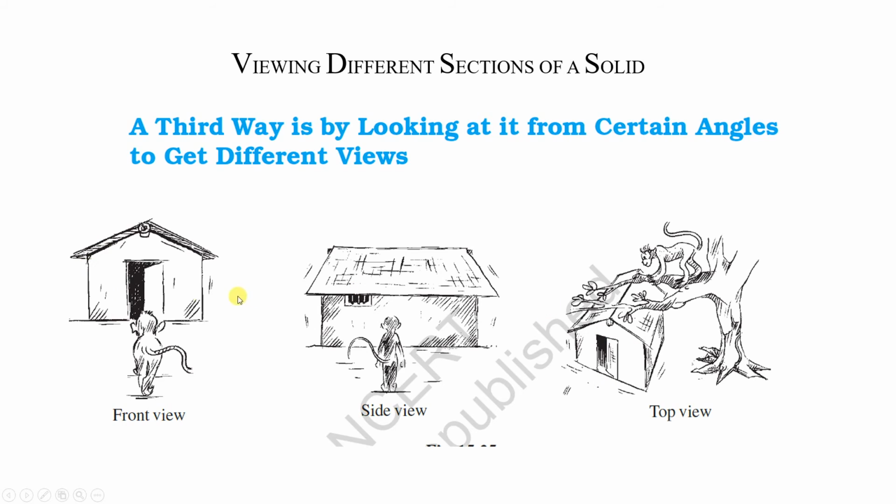Here in this picture you can see there is a monkey. It is seeing one house from the front, from the side, and after climbing the tree, from the top. So these are the three views from certain angles when we see some solid object. We can see these three views: front, side and top view.